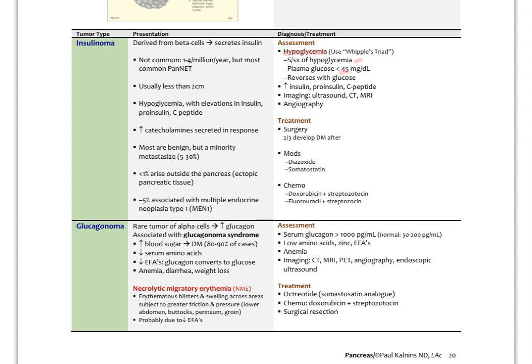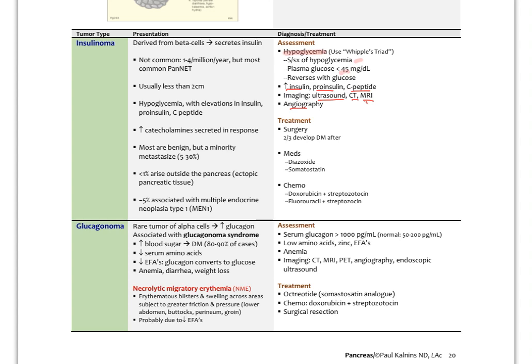And we see in these cases high insulin, high proinsulin, high C-peptide. Imaging with ultrasound or CT, more likely, or even MRI, might show the tumor itself in the pancreas. And then angiography, that's where you feed the contrast agent into the splenic artery, and then we can capture with radiology the image of any tumors that are inside the pancreas.